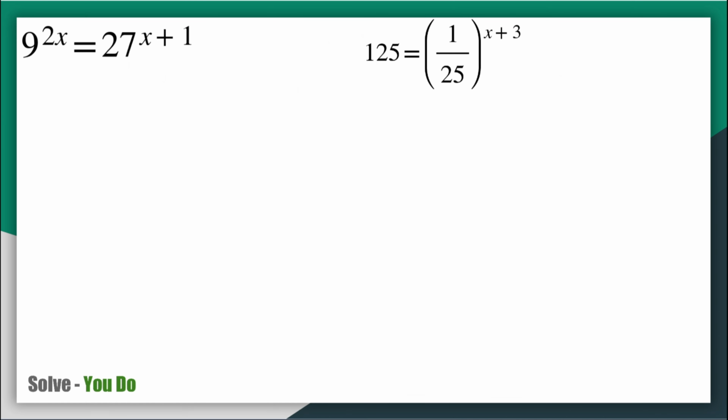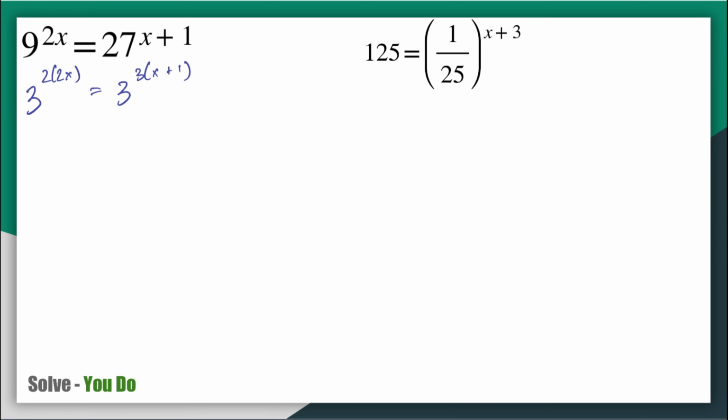Okay, so hopefully you got these, right? You see we have a base 9, we have a base 27. 27 can't be written as a base 9, right? But it can be written base 3, and 9 can be written base 3 also, all right? So here, this will be 3 to the power of 2 times 2x. And then over here, this will be 3 to the power of 3 times x plus 1.